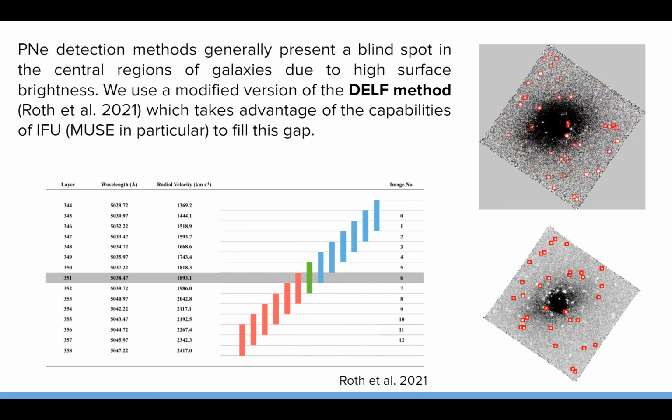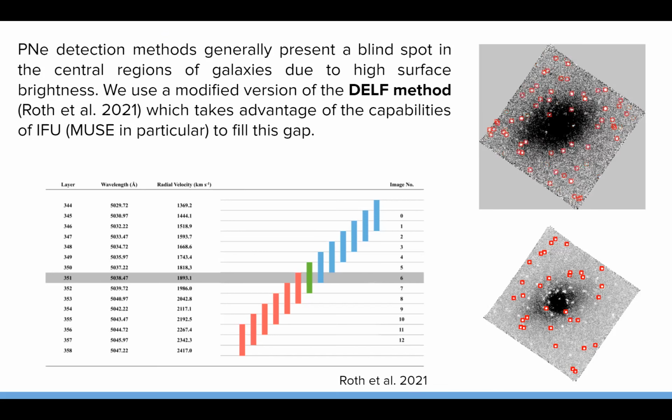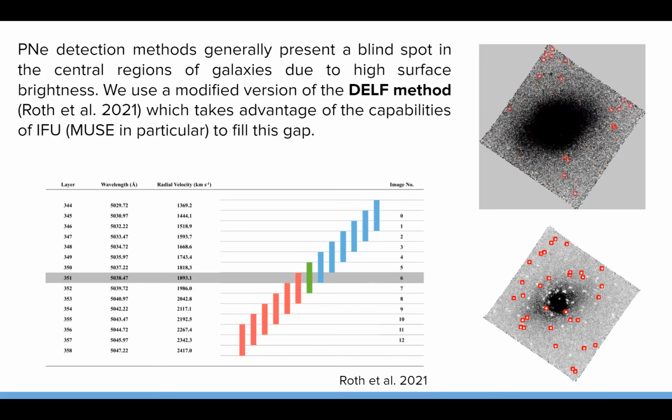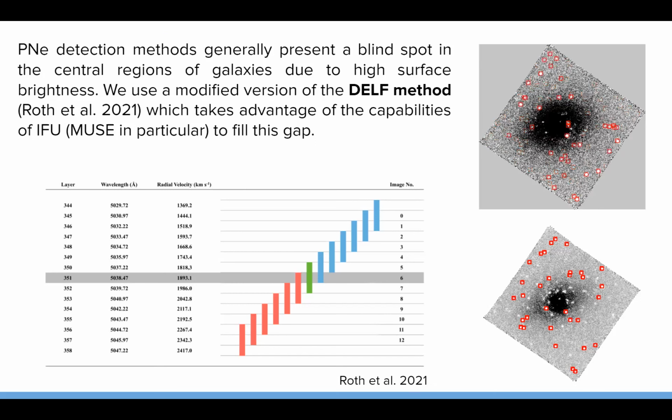So the idea is that we take what would have been the O3 filter and we split it into what we call slices, which are as tiny as the spectral resolution of MUSE allows, which is 1.25 angstroms, which is super narrow. And we try to detect emission line objects in all of these slices.